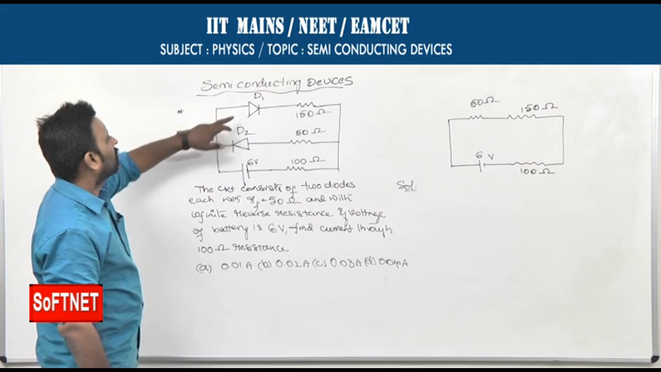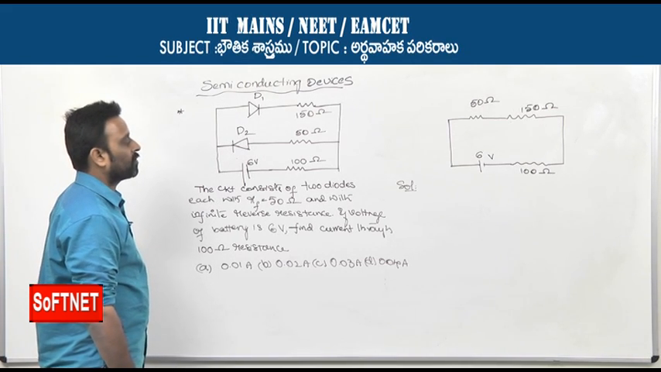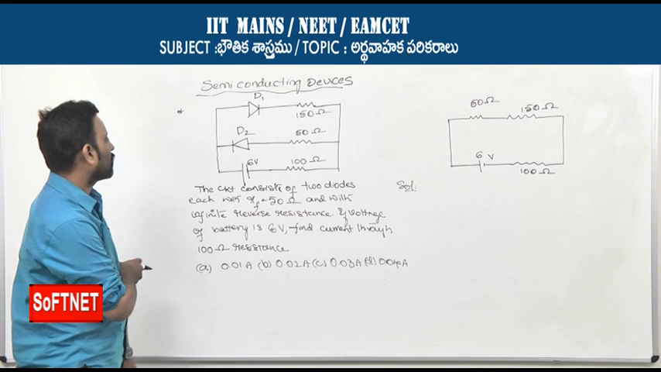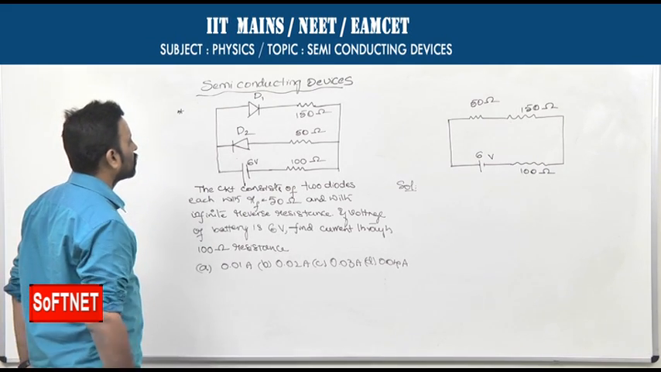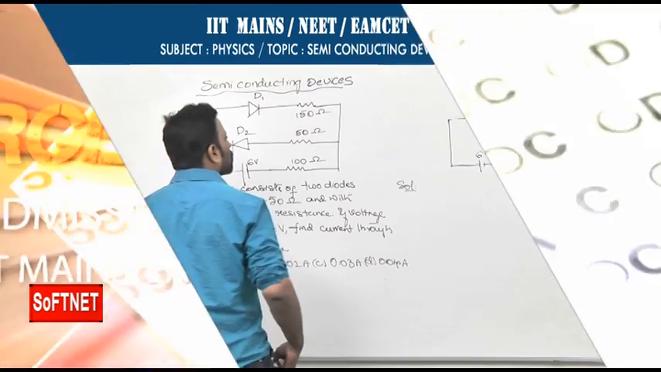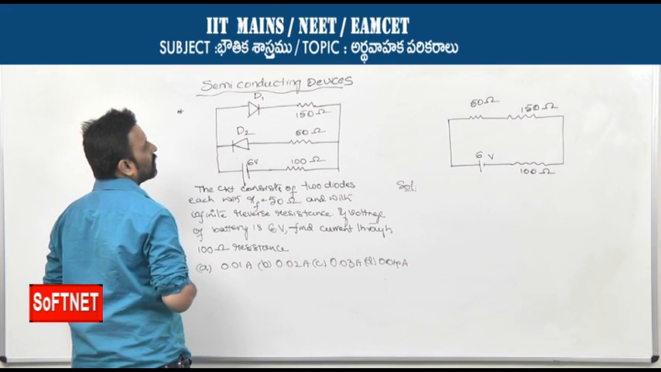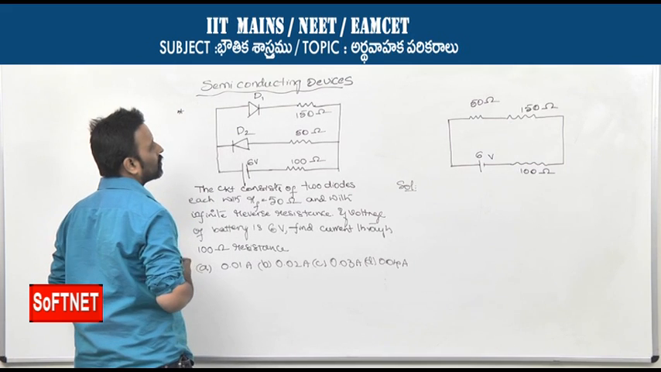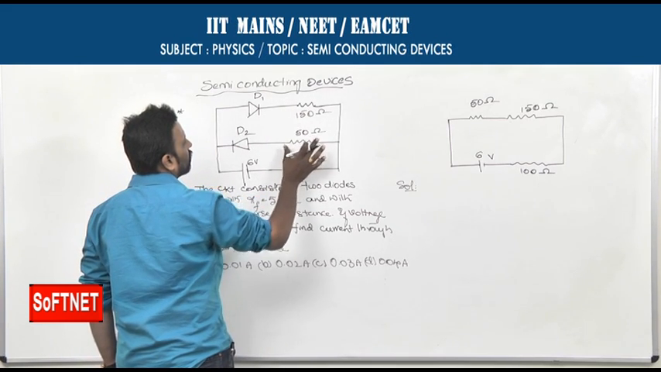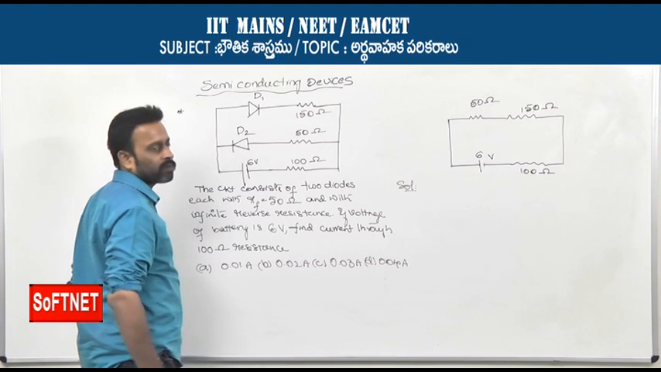According to the data given, these two diodes have the same resistance when operated in forward bias, but infinite resistance in reverse bias. The applied voltage across the battery is 6 volts. Now, the equivalent circuit for this diagram I have drawn here. Since the diode D1 is forward biased, the current through D1 is maximum. As the diode D2 is reverse biased, the current through D2 will be minimum. And moreover, as all the resistances 150, 50 and 100 ohms are connected in series, the current through all these resistances will be the same.